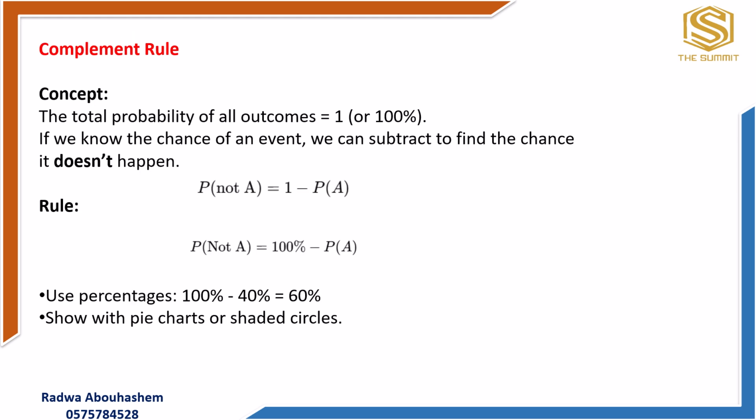The complement rule: we already know that the total probability of all outcomes is 1 or 100%. So if I know the probability that something will happen and I need the probability that it will not happen, I just subtract it from 1. So the probability of this event not happening is 1 minus the probability of A, or 100% minus the percentage of the probability.